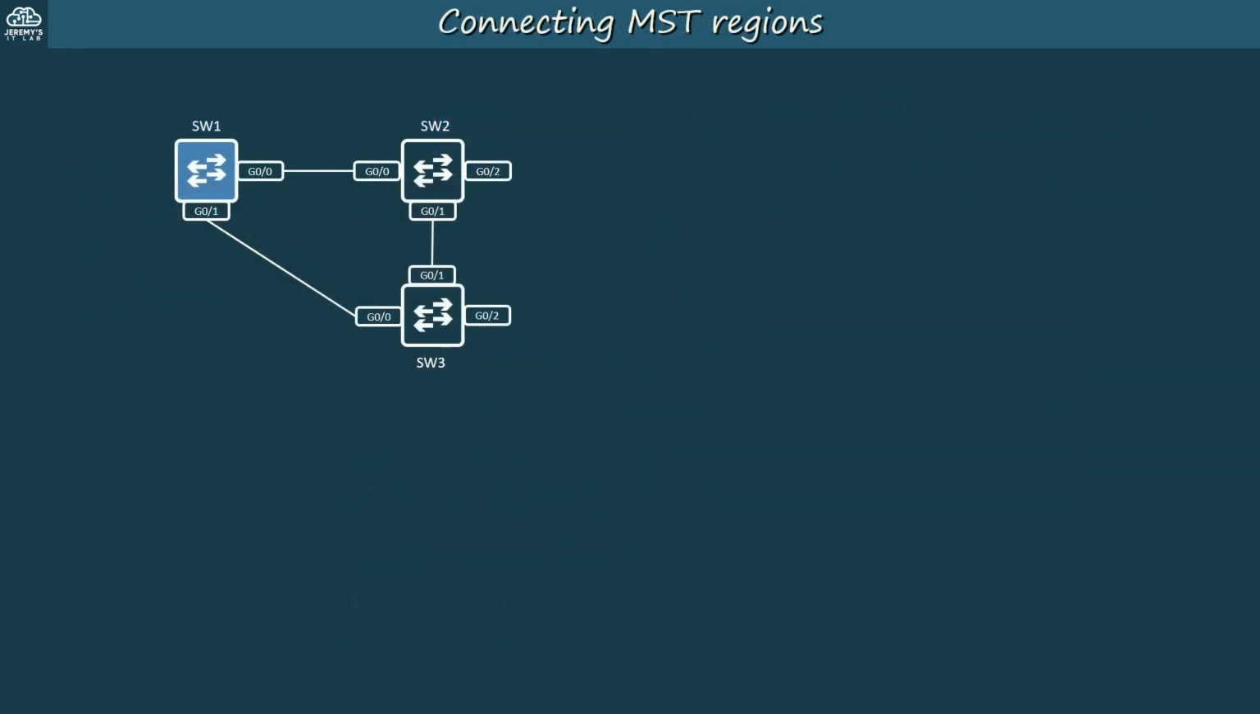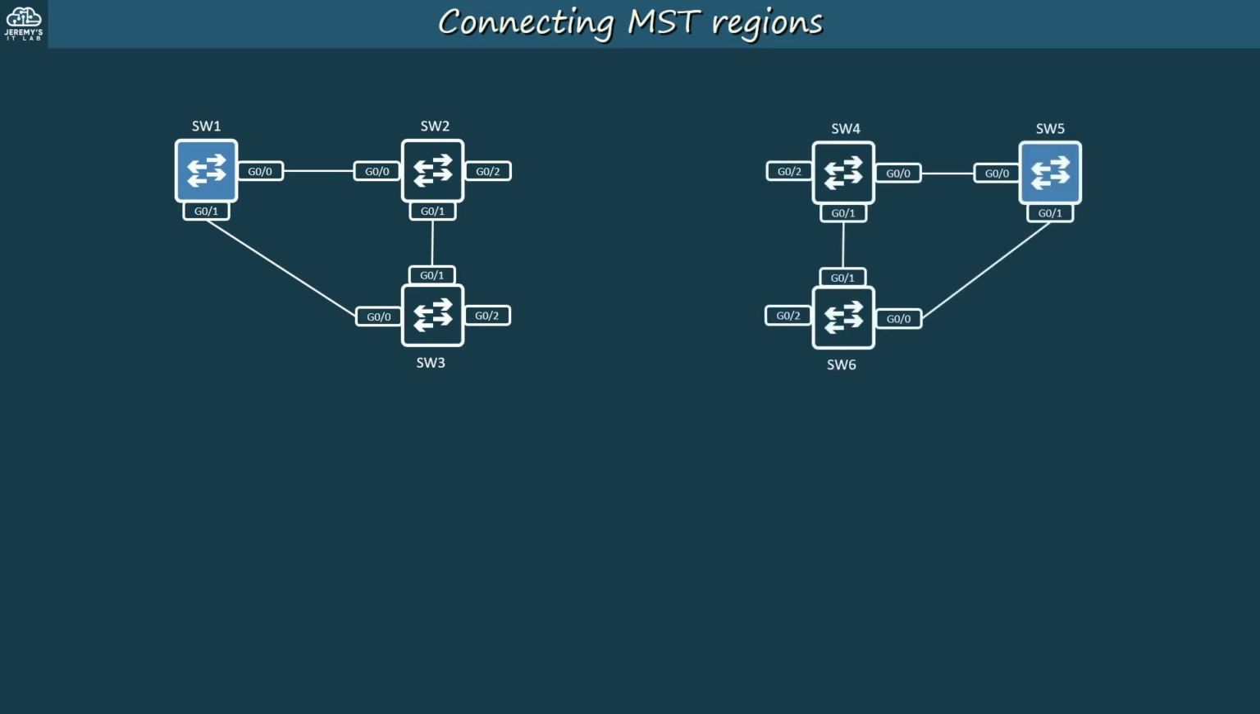Ideally, all switches in the LAN will be in the same MST region, keeping things simple. However, in some cases, a multi-region design will be needed. So let's see how that works by adding another region, consisting of switches 4, 5, and 6. We won't connect these regions yet. Let's first examine them independently.